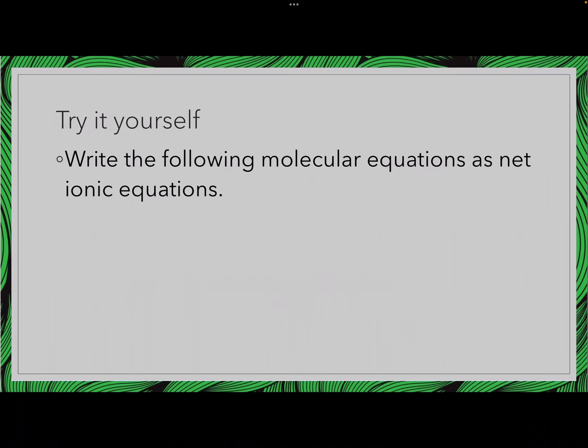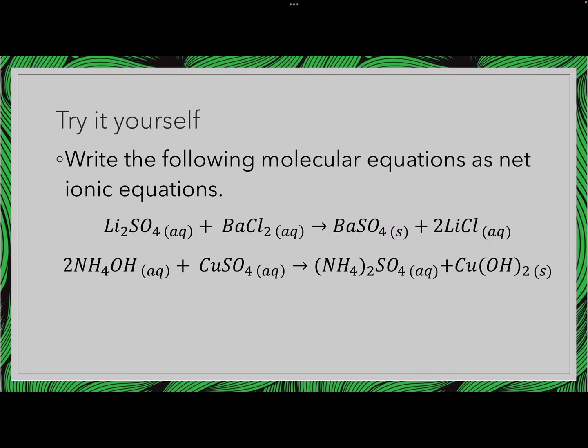So try it yourself. Write the following molecular equations as net ionic equations. So I've given you 2 here. So there's lithium sulfate plus barium chloride gives us barium sulfate and lithium chloride. Ammonium hydroxide plus copper sulfate gives us ammonium sulfate and copper hydroxide. So again, these are just the ones from the last examples. So instead of just leaving them like that, we're going to write the net ionic equations. So pause the video here, have a go, and when you're ready, come back and we'll go through the answers.